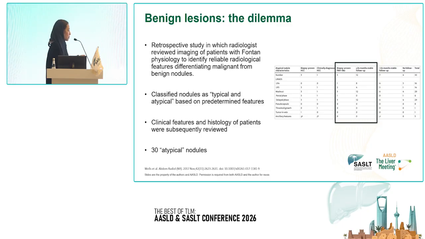This was an interesting retrospective study where they had radiologists review the imaging of patients that have a history of Fontan surgery. They had given them predetermined features and asked them to characterize lesions as typical or atypical. And of all the lesions they reviewed, they had 30 lesions that they described as atypical. And if you look at the graph there were 3 lesions that were biopsy proven FNH, and 12 lesions that were stable on imaging. They had not been biopsied, but were stable on imaging for over 24 months.